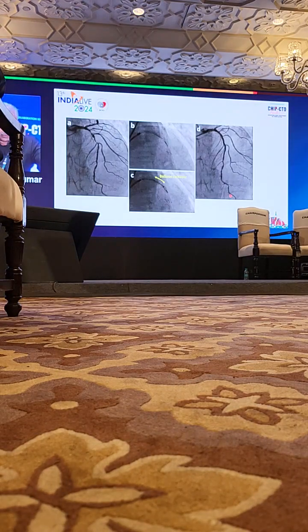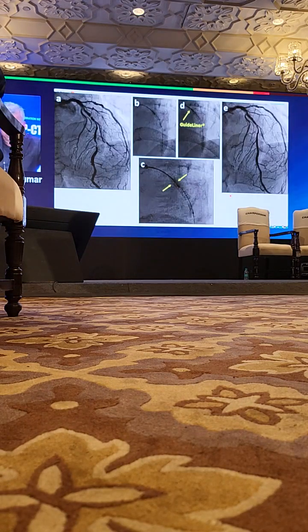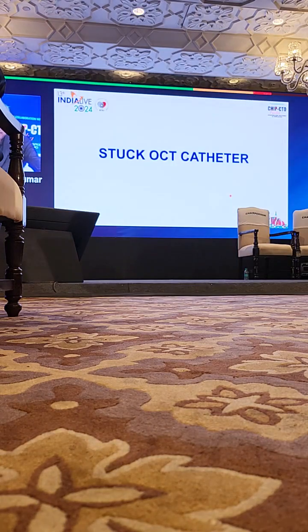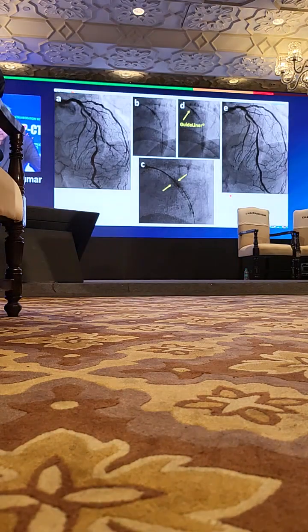So I like to go really fast. So this is what we do. You pass a wire parallel to it. You take a balloon catheter parallel to it, reach near the IVUS catheter, gently dilate the balloon and pull the whole thing back. It usually comes out. Otherwise we'll cut the IVUS catheter and then come out of the guideliner.